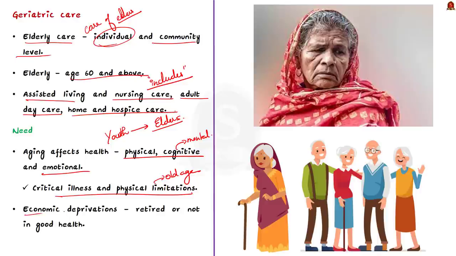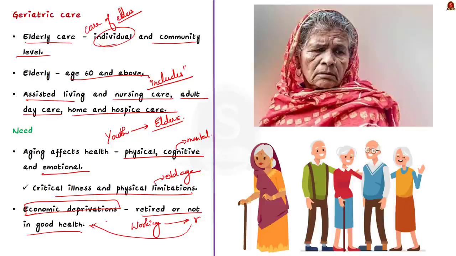See, aging people have economic deprivations. This can't be more true, right? Because now we are categorized among the working population. But once we age, we cannot be economically independent, that is, financially independent. This is because aging people will either be retired or not be earning at that point of time. Moreover, they may not be in the right health to make a living. So, geriatric care is of great value around the world, particularly in India.